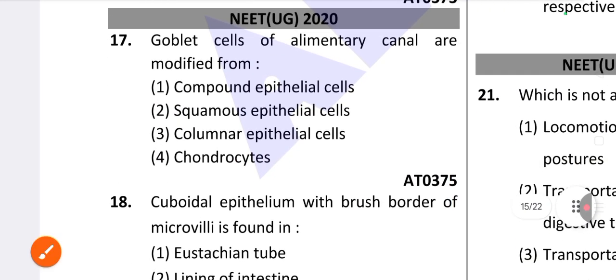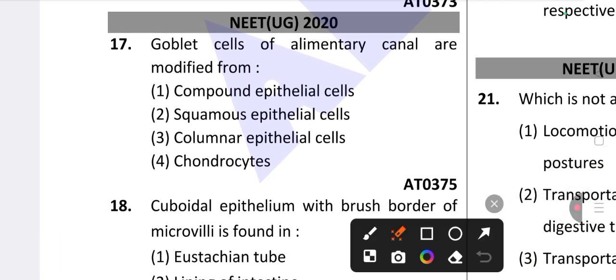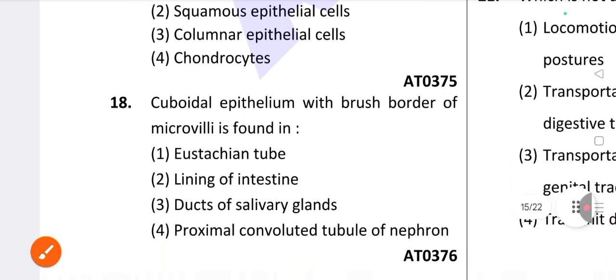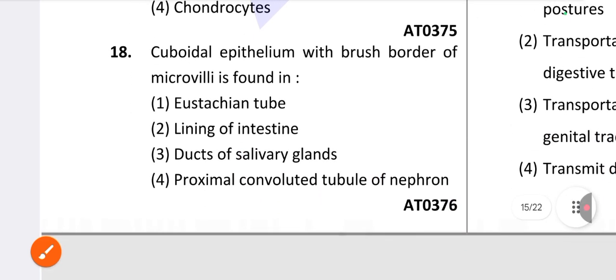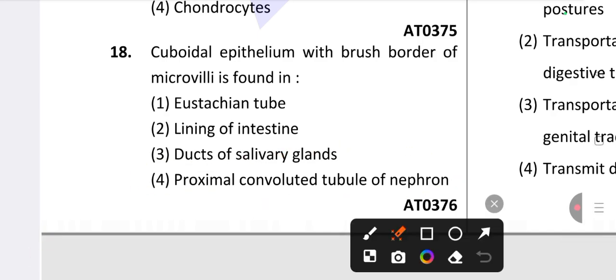Next, 2020th question, recently asked question. Goblet cells of alimentary canal are modified from. So they are modified from columnar epithelial cells. Next, cuboidal epithelium which has brush border microvilli. It is found in proximal convoluted tubules of nephron.